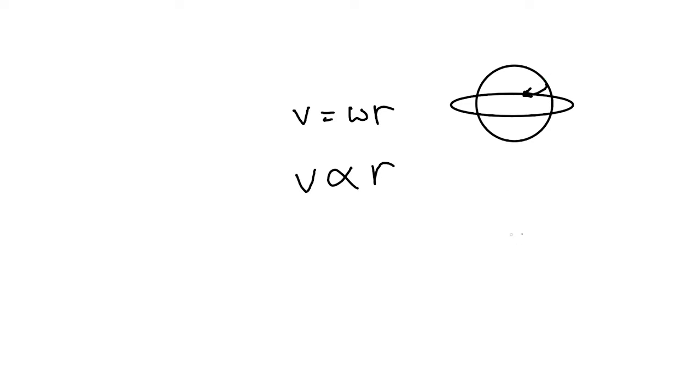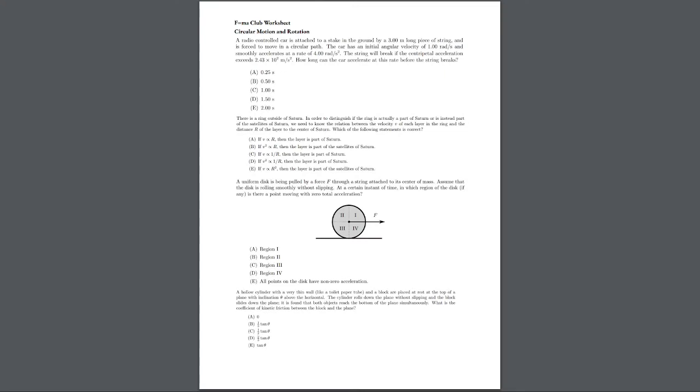So that means that any object that's inside Saturn is going to have the same angular velocity. So given that, we can use this equation, and that means that our v is directly proportional to our r. So if we look back at our answer choices here, we'll see that our answer will be A, where if v is directly proportional to r, then the layer is part of Saturn.